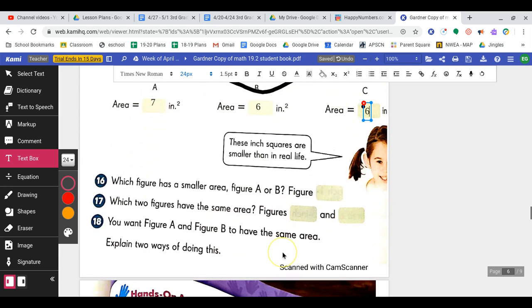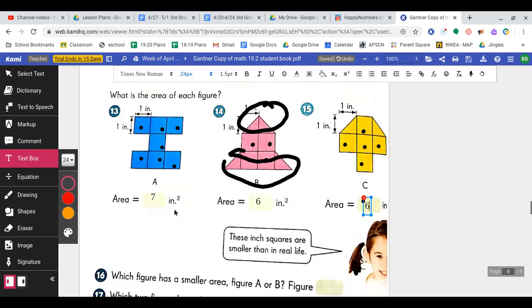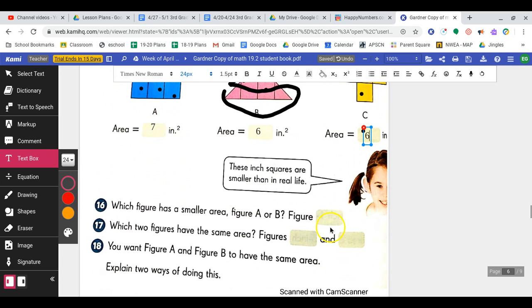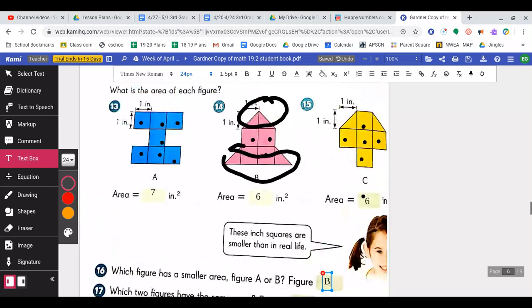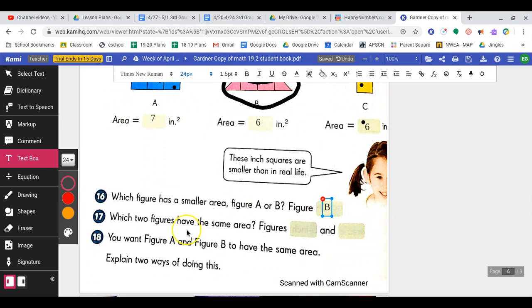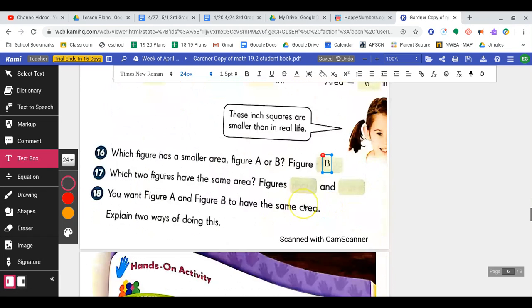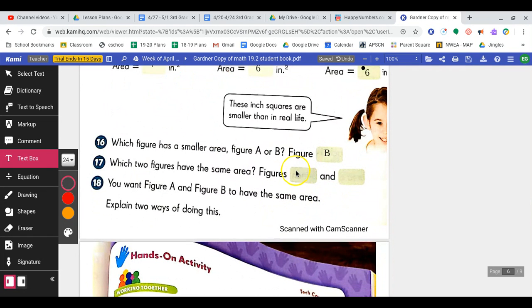Okay. Now, of these ones up here, which one has the smaller area, A or B? Figure B. That would have been hard to tell just by looking at them. So finding precise area will help you to be more specific with answers to questions like that. Which ones have the same area? B and C. Both have an area of 6 centimeters, or inches squared, sorry.